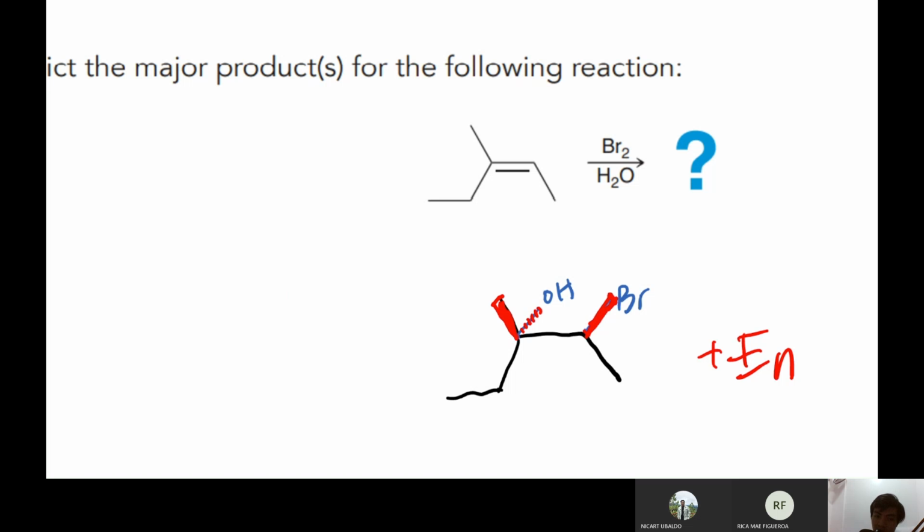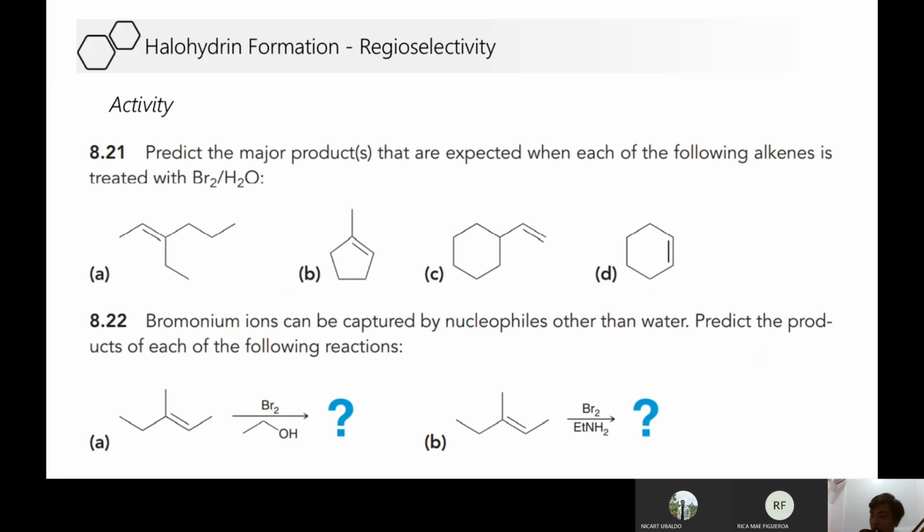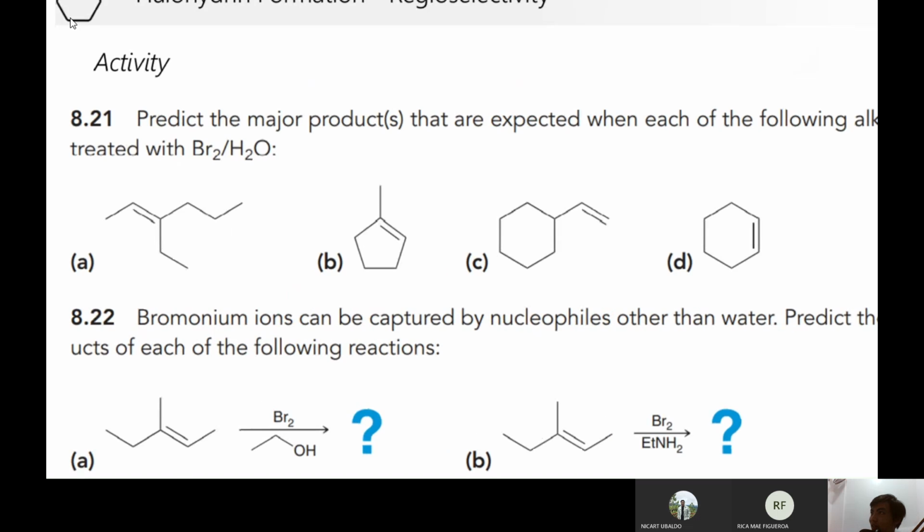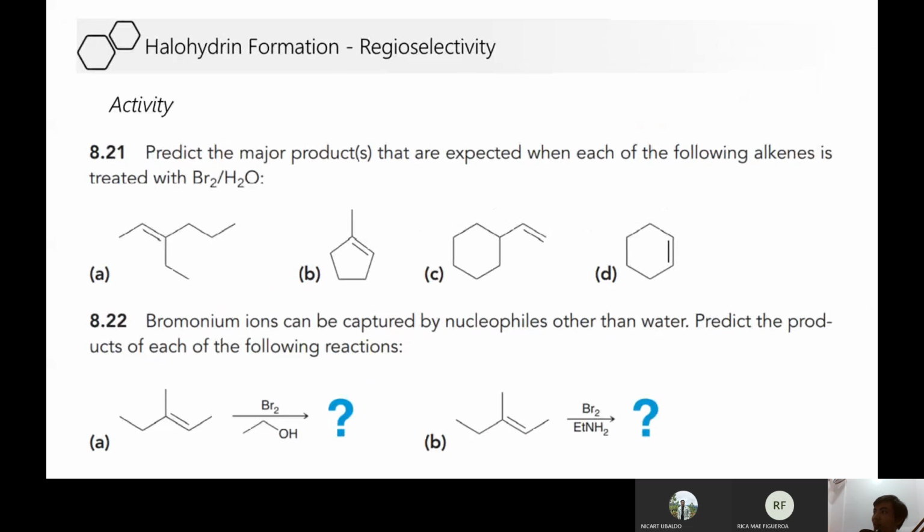Mapapansin nyo, ulit-ulit lang explanation nila. So, let's try this. Dami. Hindi lahat, onti na lang sagutan natin dito, kasi ulit-ulit lang naman eh. Siguro itong A and B, tapos itong dalawa sa baba.